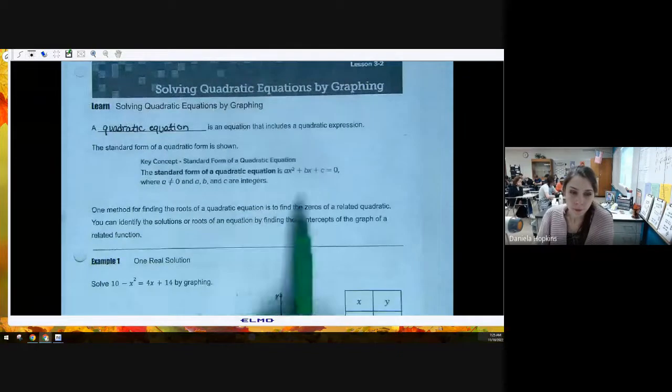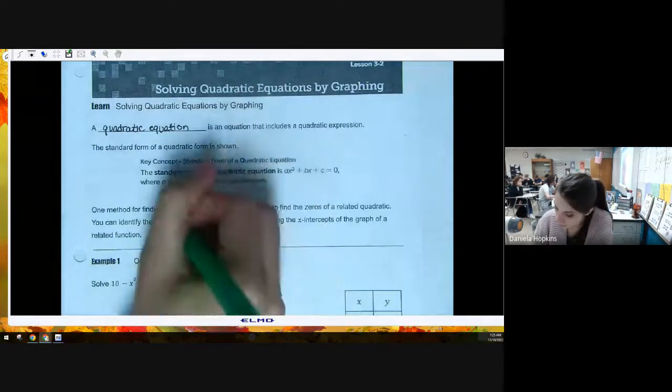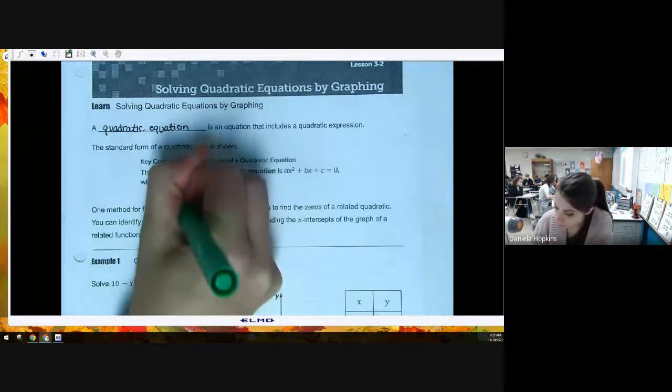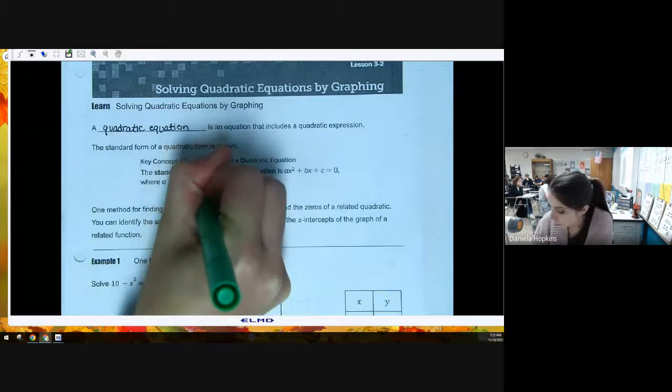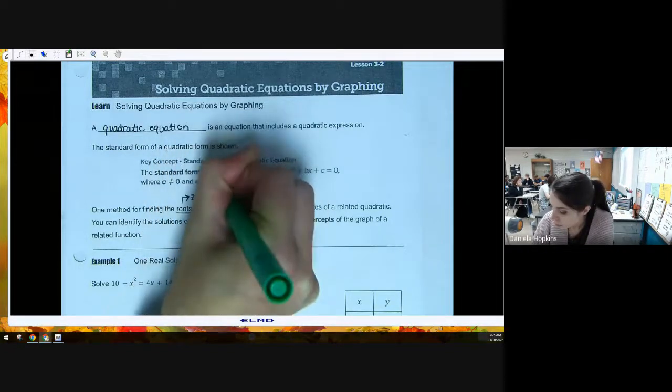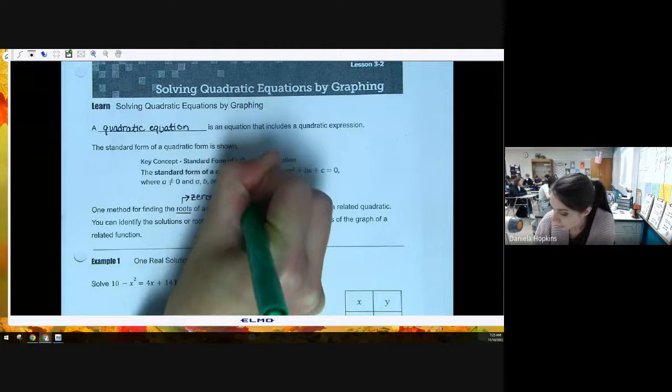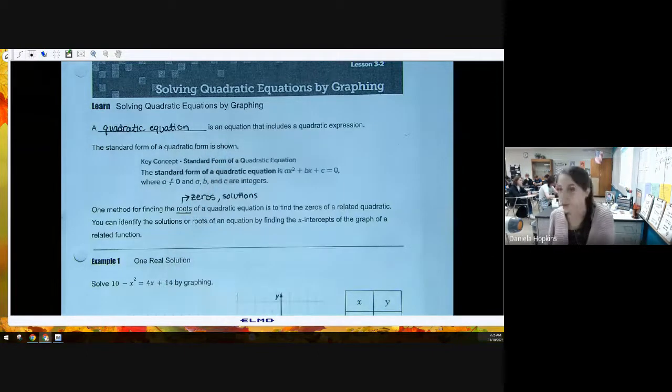So one method for finding roots, and again, you're going to see the word roots, you're going to see the word zeros, solutions. I play fast and loose with those, sorry. Of a quadratic equation is to find the zeros of a related quadratic.